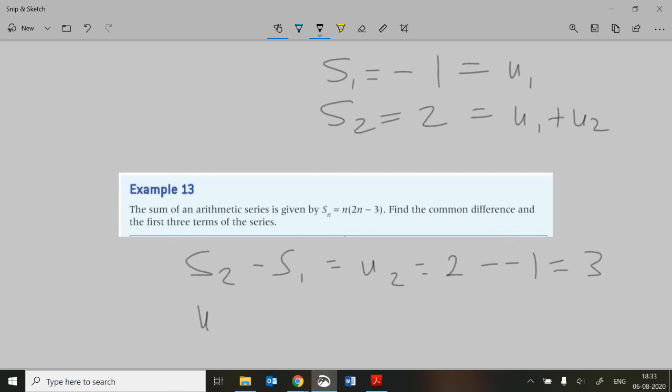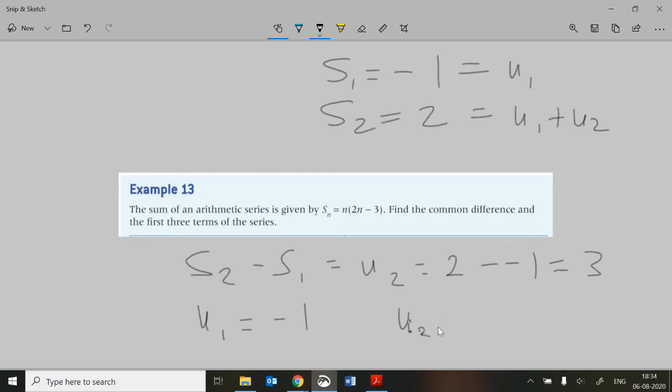Okay, so now I've got U1 is equal to minus 1. And U2 then is running out of battery. Turn it off and on again. It's not liking it. Okay, U2. I'm glad this is the last question. Right, so U2, let's use the mouse.